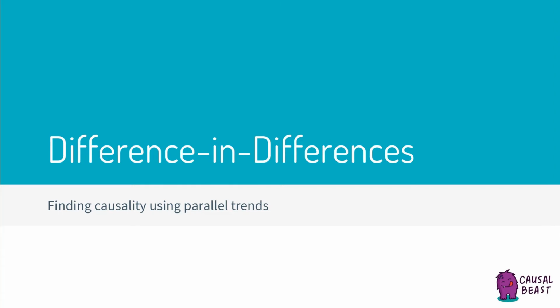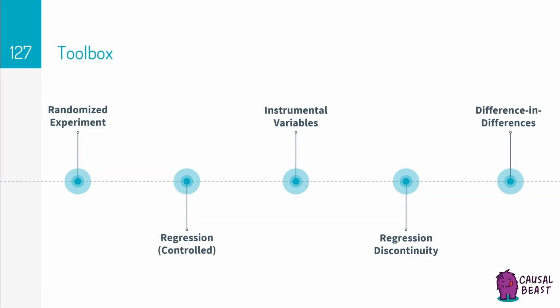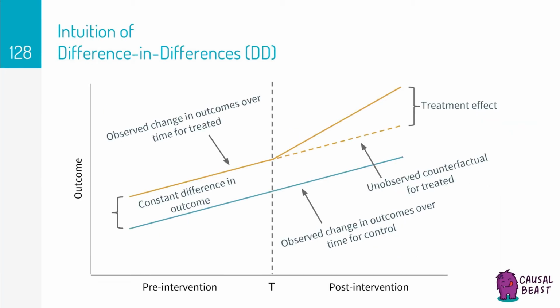In this module, we'll cover the causal inference technique difference in differences. Finally, the fifth causal inference technique in our toolbox, difference in differences. Let's finish strong. Difference in differences is a causal inference technique that works with panel data.